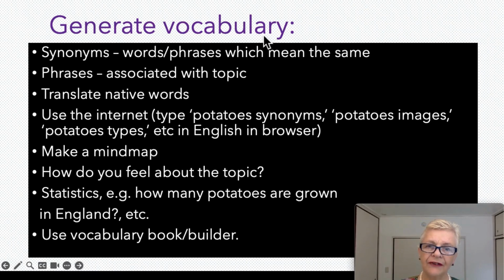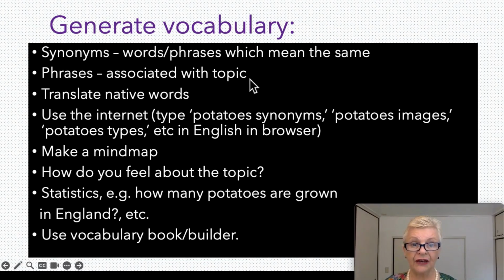Now, here are some other ways in which you can generate vocabulary. If English is not your native language, then you may find it difficult to find enough vocabulary to allow you to talk about your topic. So here are some ways. First of all, you can find synonyms. Synonyms are very useful. They are words or phrases which mean the same thing as your word or your topic. So in my case, potatoes.